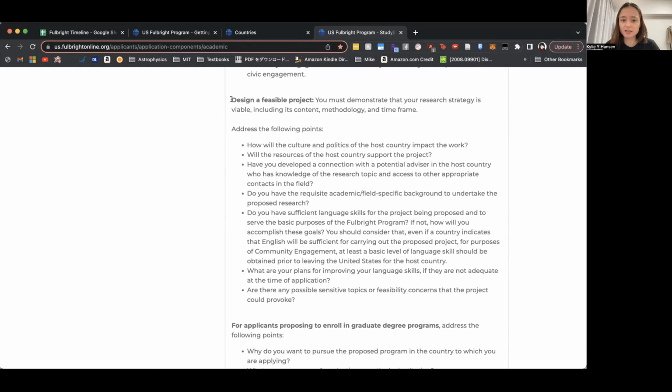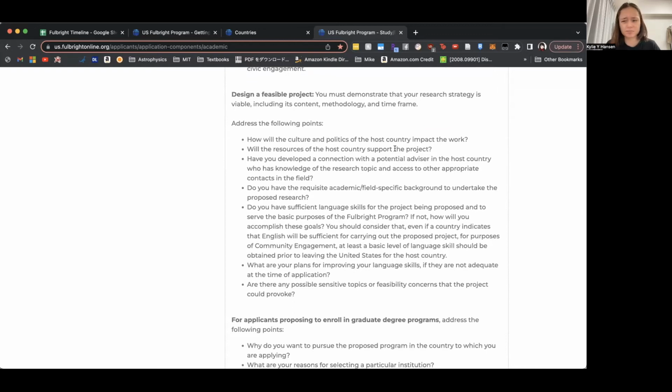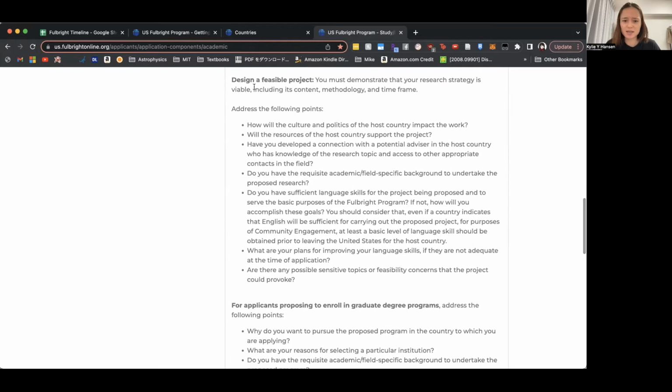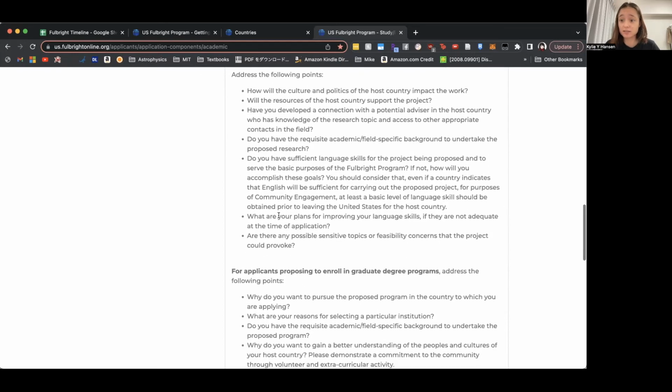All right, so here we go on to the next part. So it says to design a feasible project, you must demonstrate that your research strategy is viable, including its content, methodology, and time frame. So it's going back to the previous points, and here it talks about some specifics in regards to that. So let's go over these.